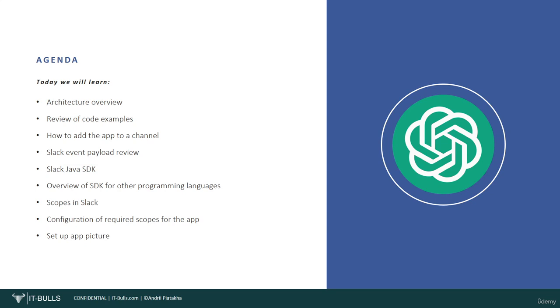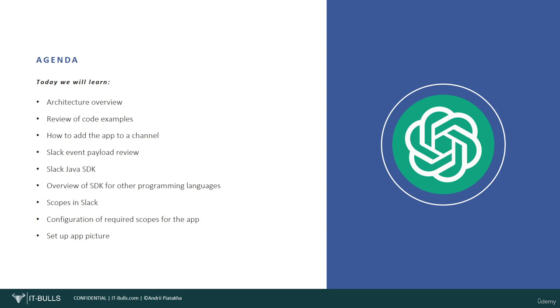So, after this lesson you will know how to use the Slack Java SDK. Also, I will make a brief overview of Slack SDKs for other programming languages. And at the end of the lesson, we are going to learn what scopes in Slack are and configure all required scopes for our application. And also, we are going to set up a nice picture for our Slack application.